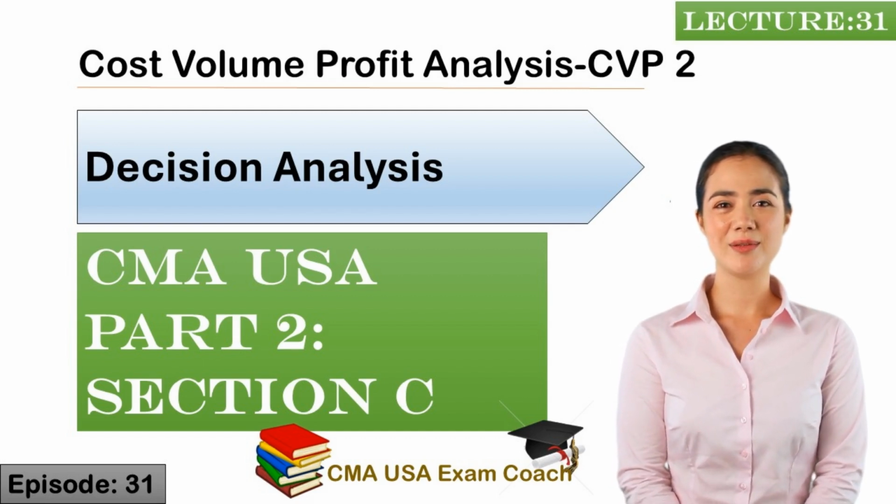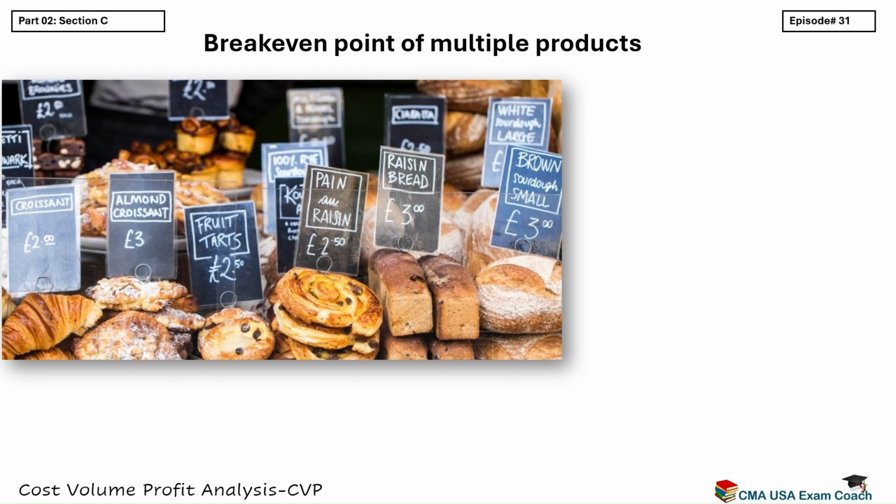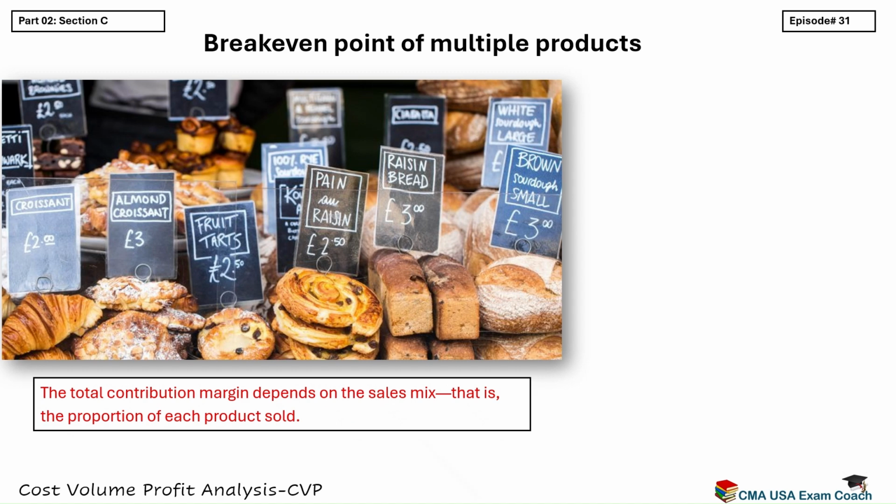So let's begin with the concept of break-even point for multiple products. In the real world, most businesses don't sell just one product. Instead, they offer a range of products. For example, a bakery might sell cakes, cookies, and bread. Each product has a different selling price, different variable cost, and different contribution margin. So, when we calculate the break-even point for such a business, we can't simply apply the single product break-even formula. Why? Because the total contribution margin depends on the sales mix, that is, the proportion of each product sold.